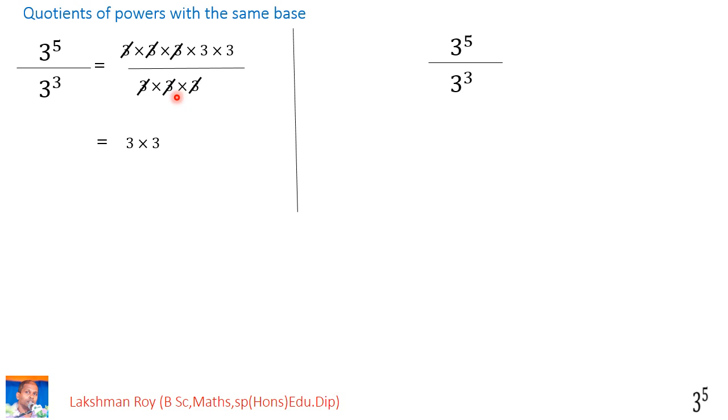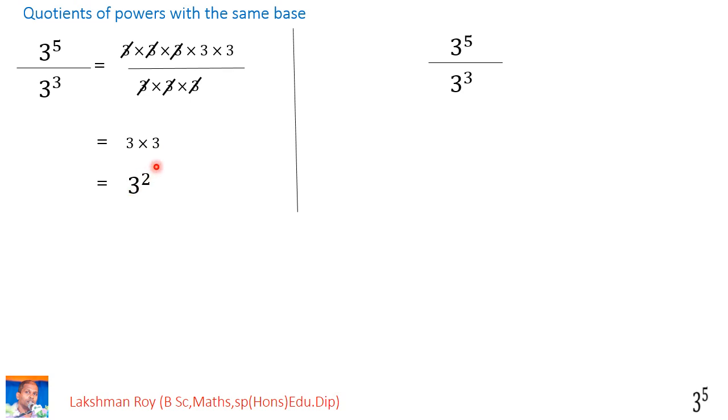Then this is my answer, but this answer I can write as a power. We can take the value, that is another thing, but I can write this as a power. How? 3 into 3 means 3 to the power 2.